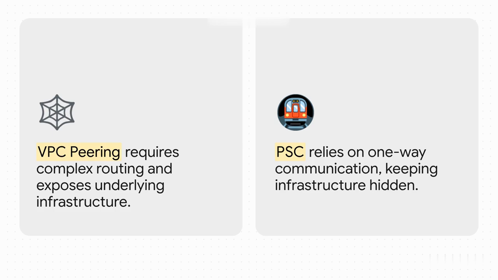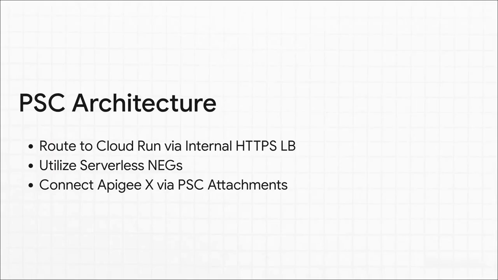Private Service Connect, or PSC, is far superior for our fortress. It uses one-way communication, making it much simpler and way more private. Your underlying infrastructure stays entirely hidden from the consumer. It's basically the perfect secret tunnel. So how do we actually construct this tunnel? Say, from an Apigee API gateway to an internal Cloud Run app in a totally different VPC?